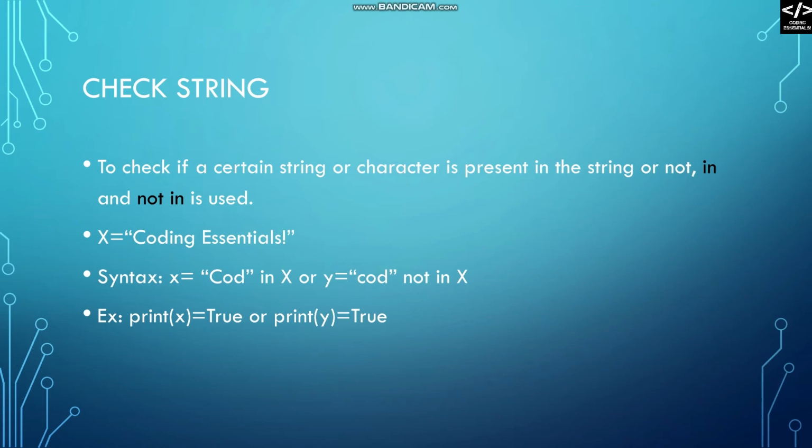Now comes the check string. To check if a certain string or character is in the string or not, in and not in is used. They are keywords. So let me explain. X equals coding essentials. Now if we want to check COD comes in the string or not, we will use X equals, inside inverted commas the substring, in X. It will return either true or false.